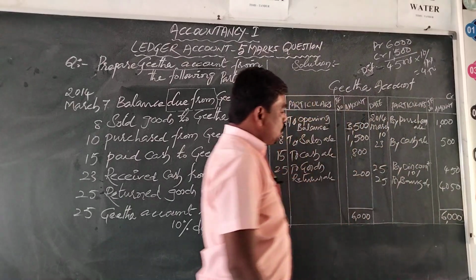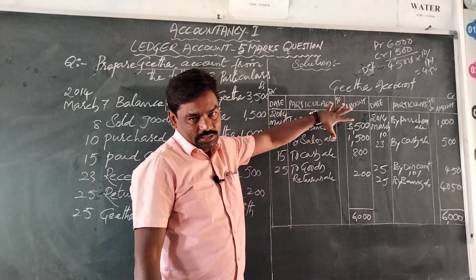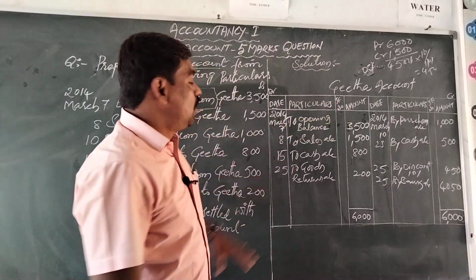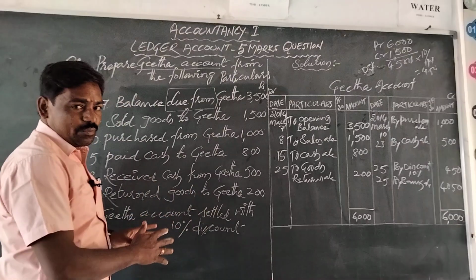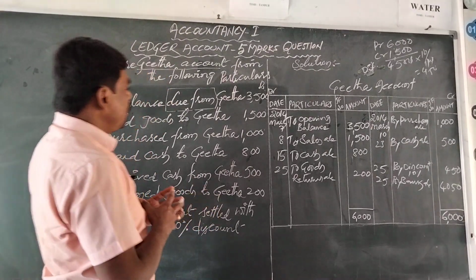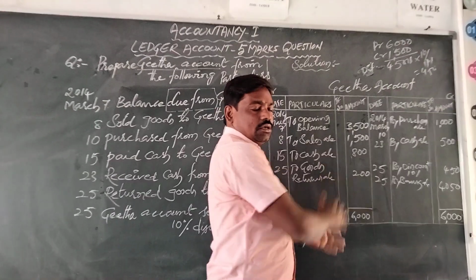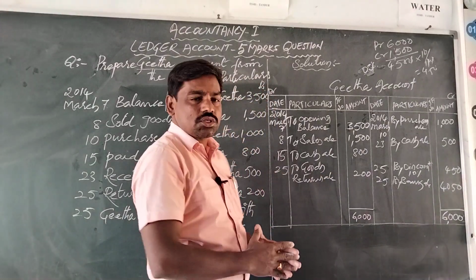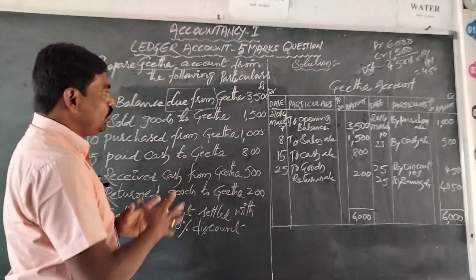4,050. Okay. So in this way we can prepare the ledger account of Geeta, or the ledger account for the given problem in your annual examination. Students, if you are able to prepare the ledger account like this, you may score 5 marks from this topic. Once again, let me explain the entire problem.